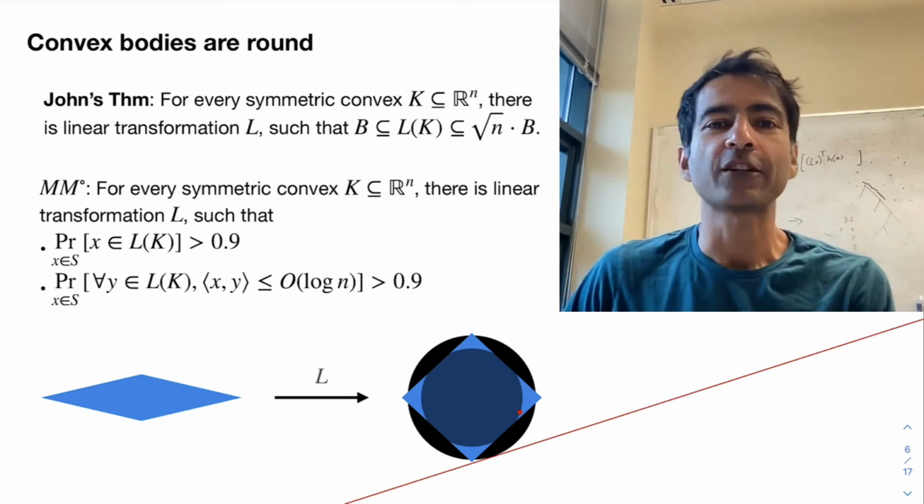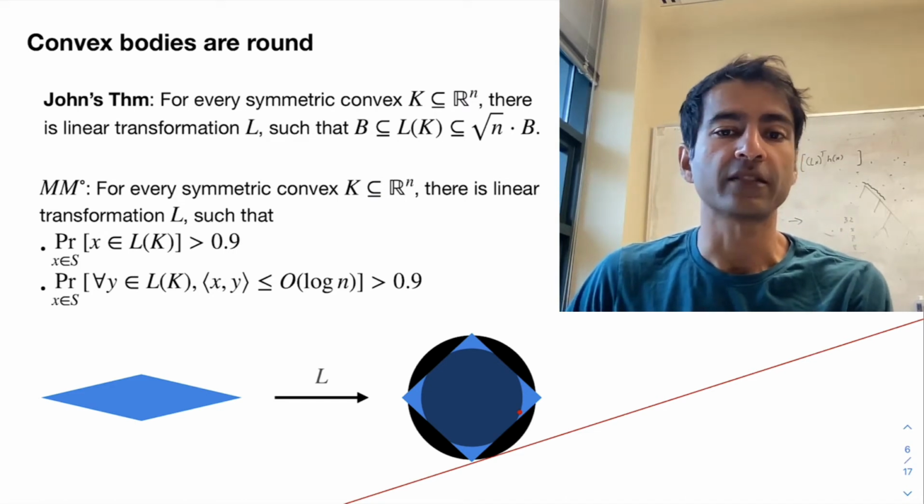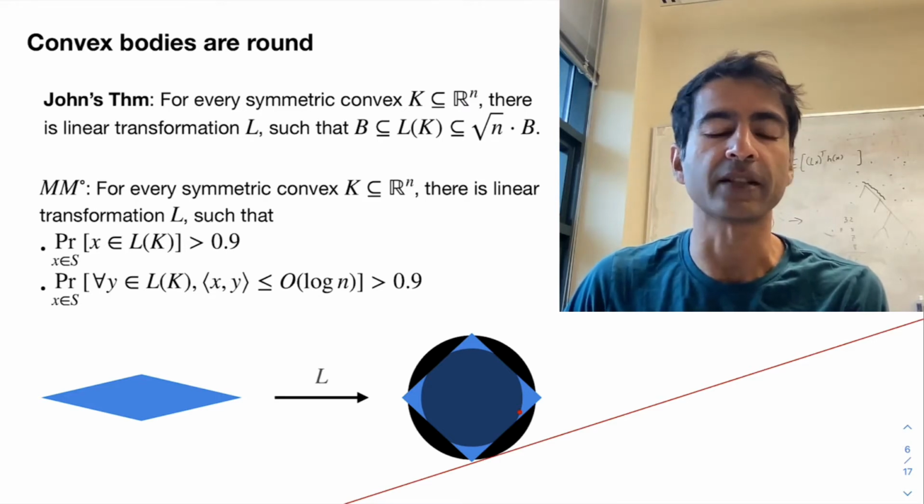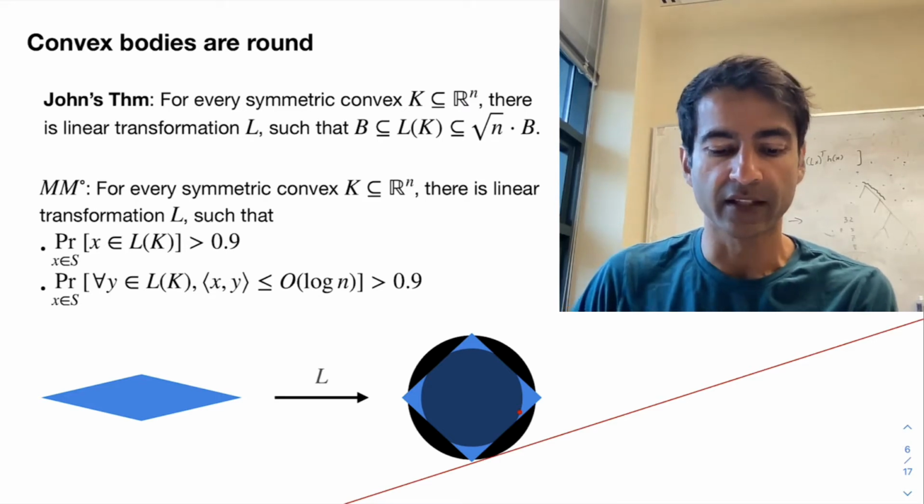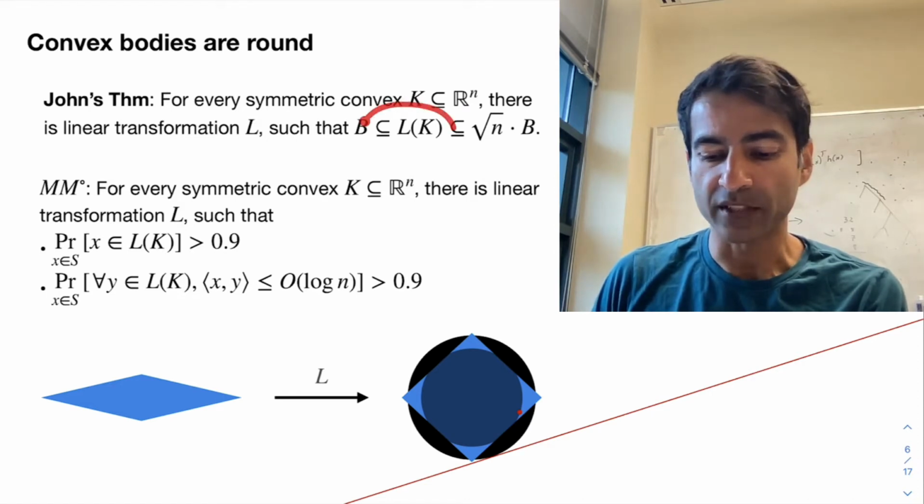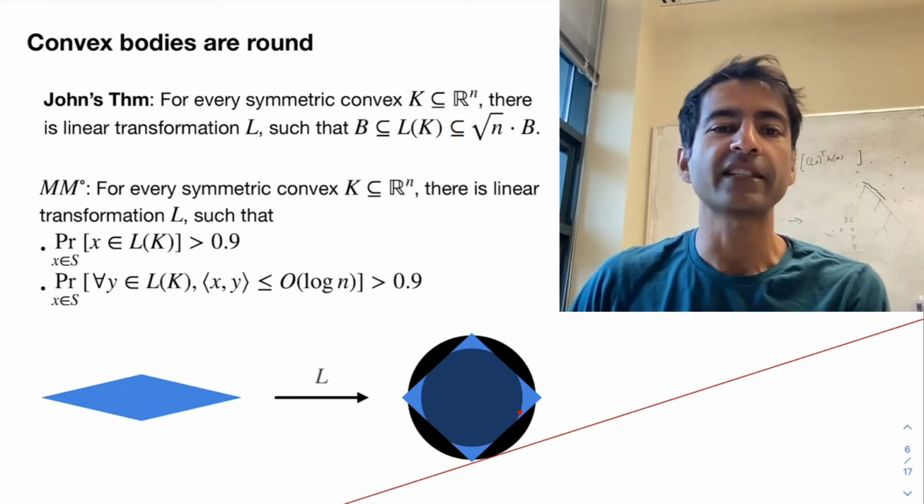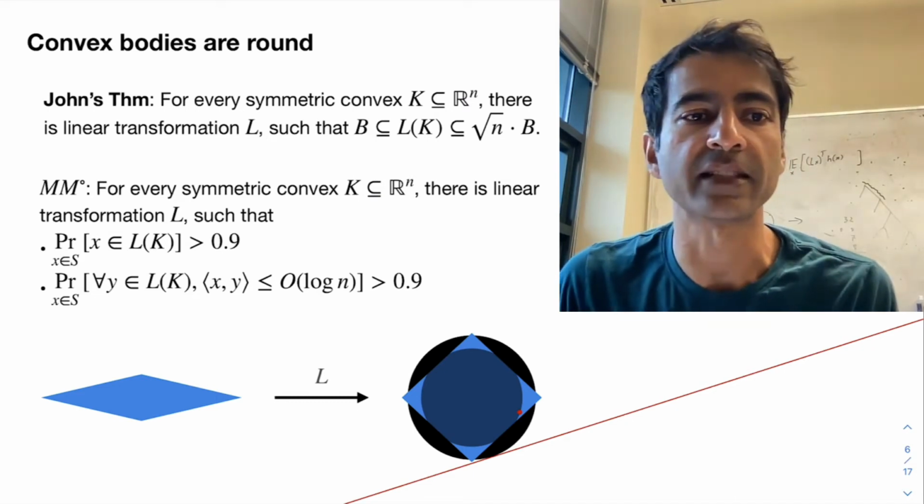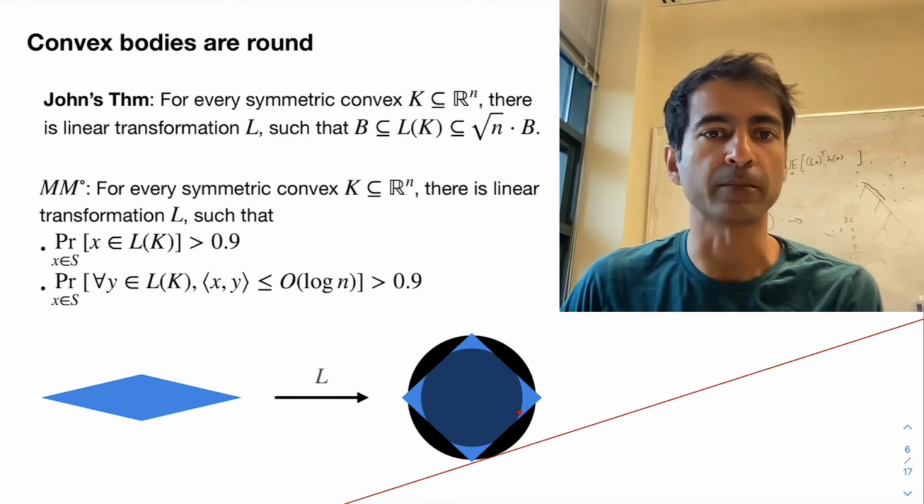Now I want to point out that often in the literature about this subject there's a term used, which is the position of the body. People might write that you can put the body in John position, and by that they just mean that there is a linear transformation that you can apply to the body. That's what it means to say that the body is in a particular position.